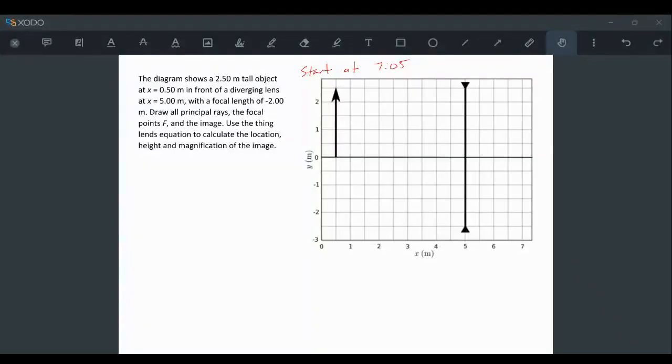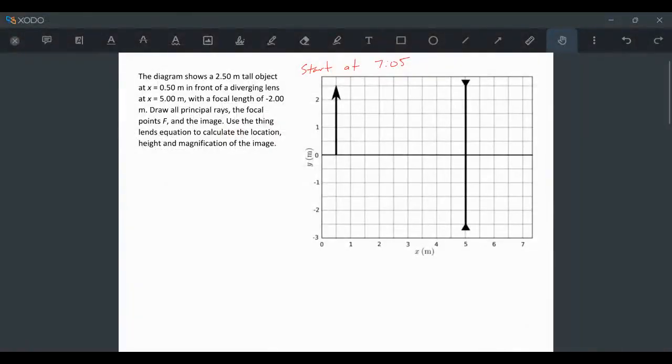So we can dive right in. The first question here, on the screen, has to do with mirrors.